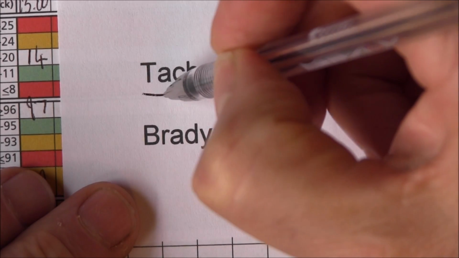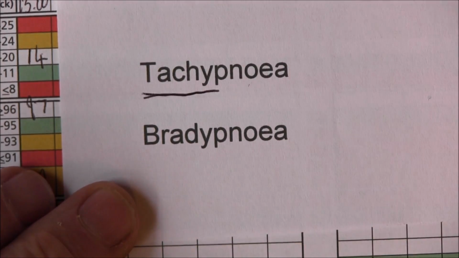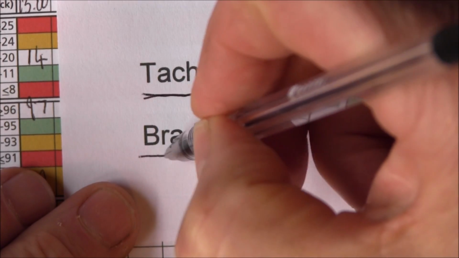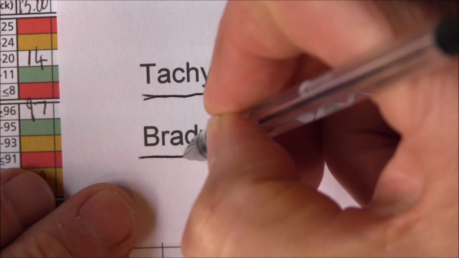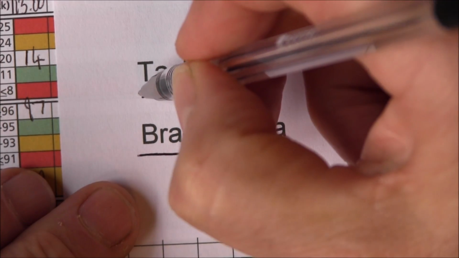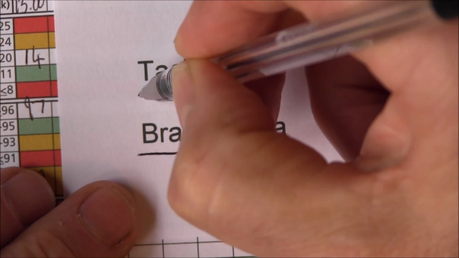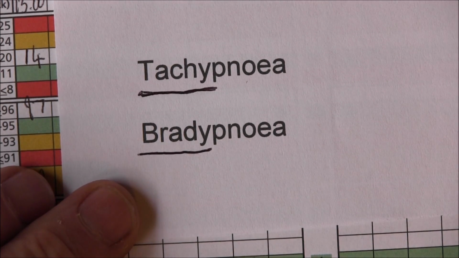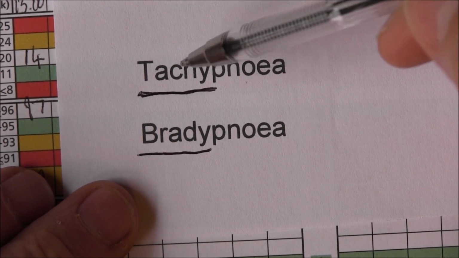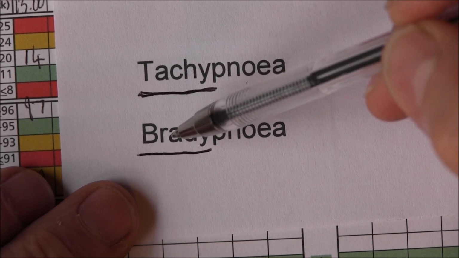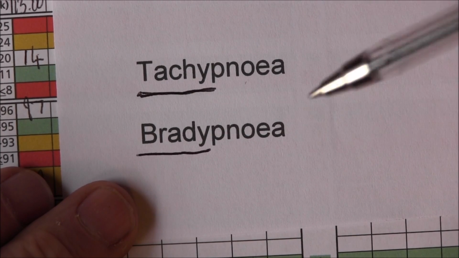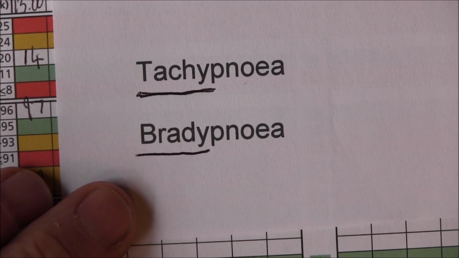Tachy, T-A-C-H-Y, always means fast. Brady, B-R-A-D-Y, always means slow. And pnea means to do with air. It's where we get the word pneumatic tyre from. It's full of air. So fast breathing, slow breathing. And as we've said, this can be physiological.